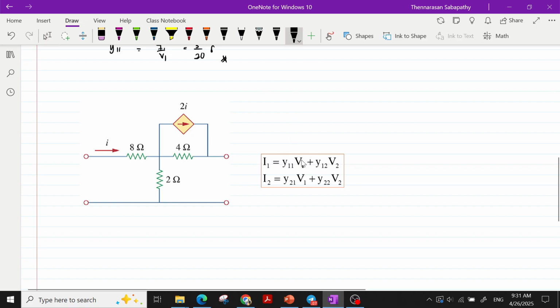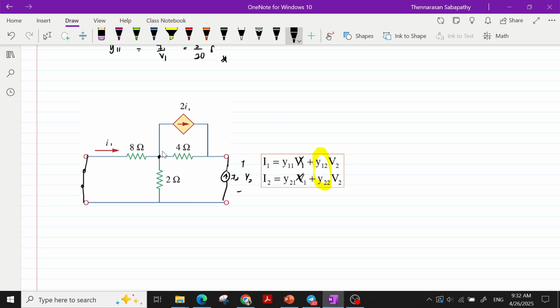So I need to cancel V1 and I need to get the Y1 and Y12 and Y22. So cancelling V1 means I need to short circuit at this side. I will still have the I1, and only the V1 is going to be 0, and on this side I will put a current source I2, and I'm going to have the V2 also here.